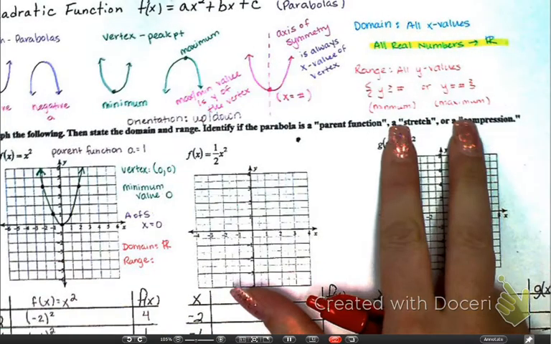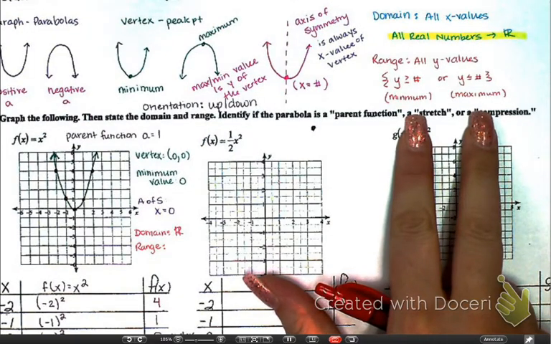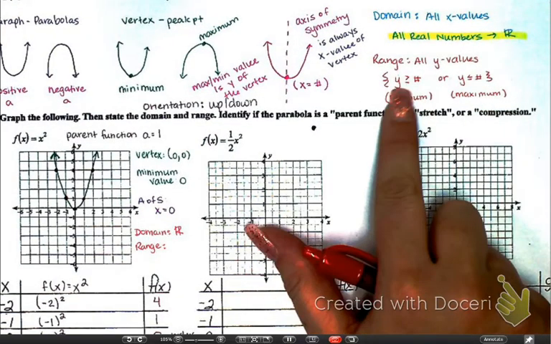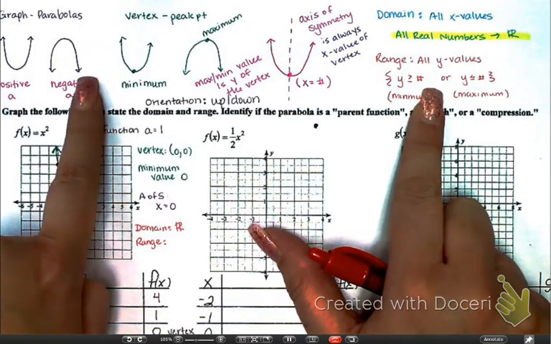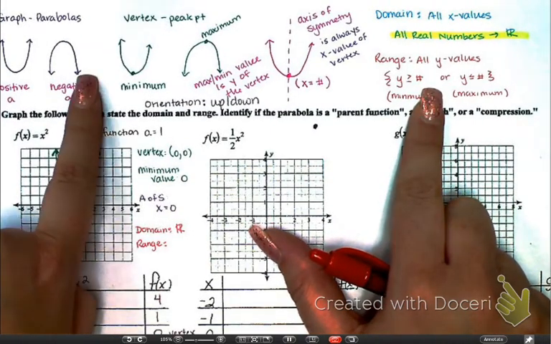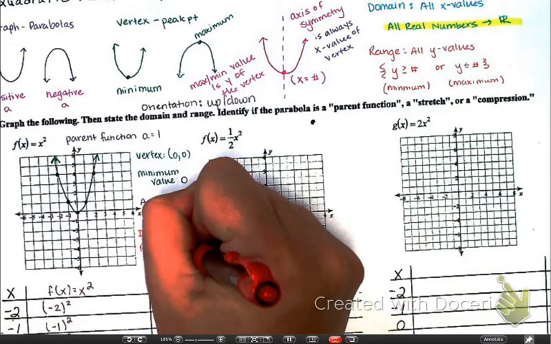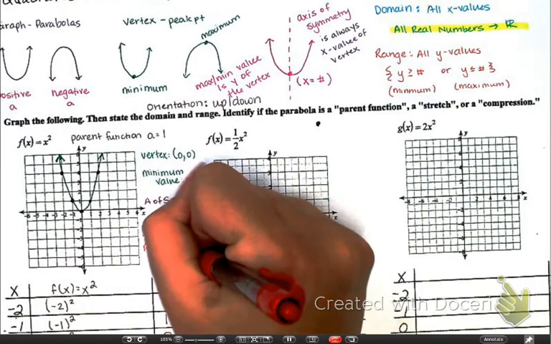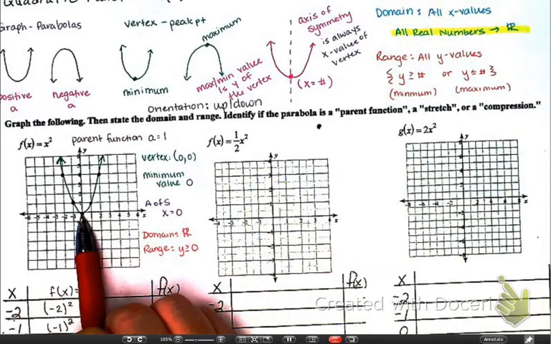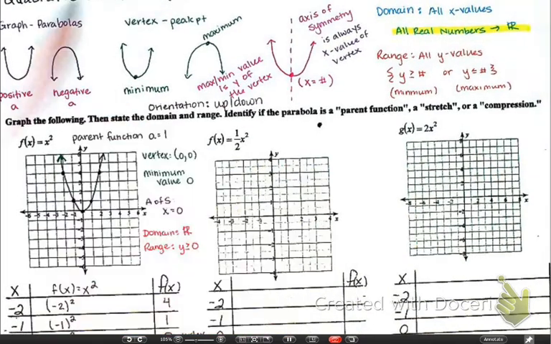My y value, or my range, however, changes. So if I look back up here, we said we had a minimum, correct? Which means it's going to be y is greater than, all my y values get larger. Do you see that? So y is greater than or equal to your y value of your vertex. What's the y value of your vertex? 0. It can't go any lower than 0. Here's that point, and everything is greater above it.